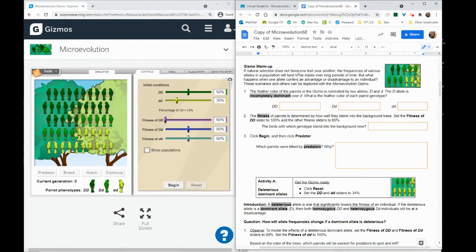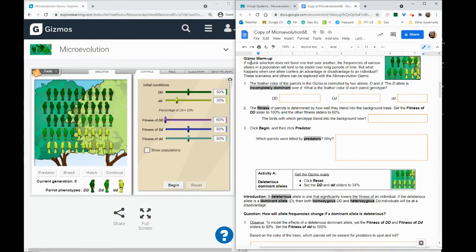Now we're going to take some time to go over the gizmos itself. So for the warm-up, we'll start here. If natural selection does not favor one trait over another, the frequencies of various alleles in a population will tend to be stable over long periods of time. So what does that mean?